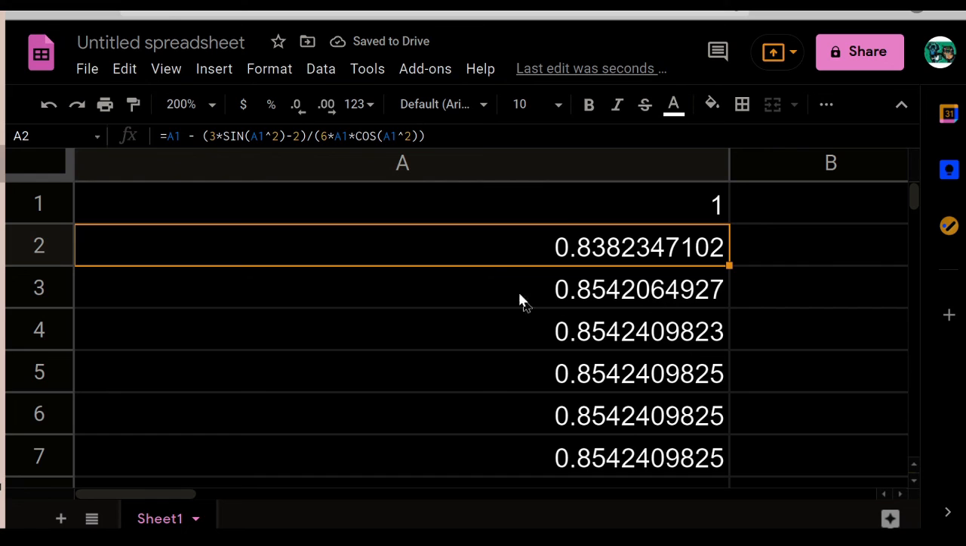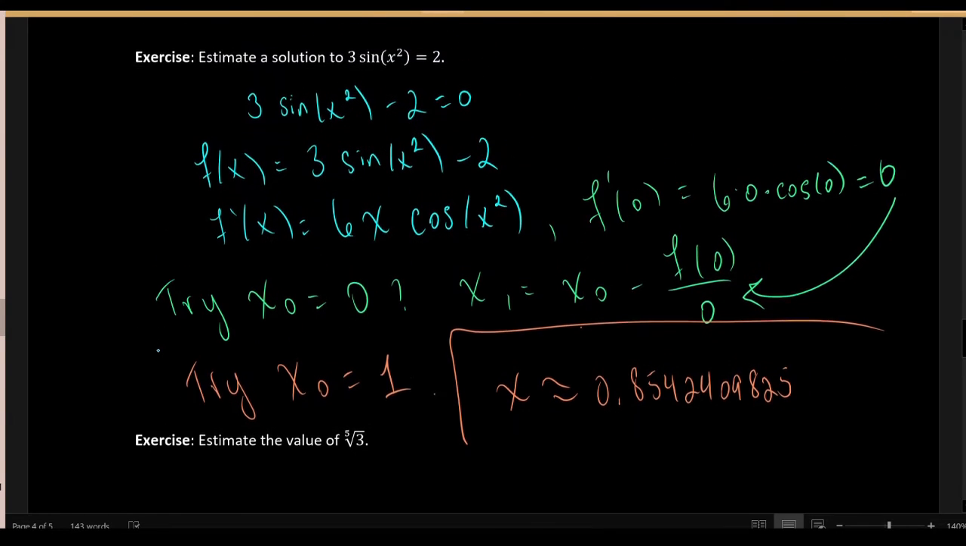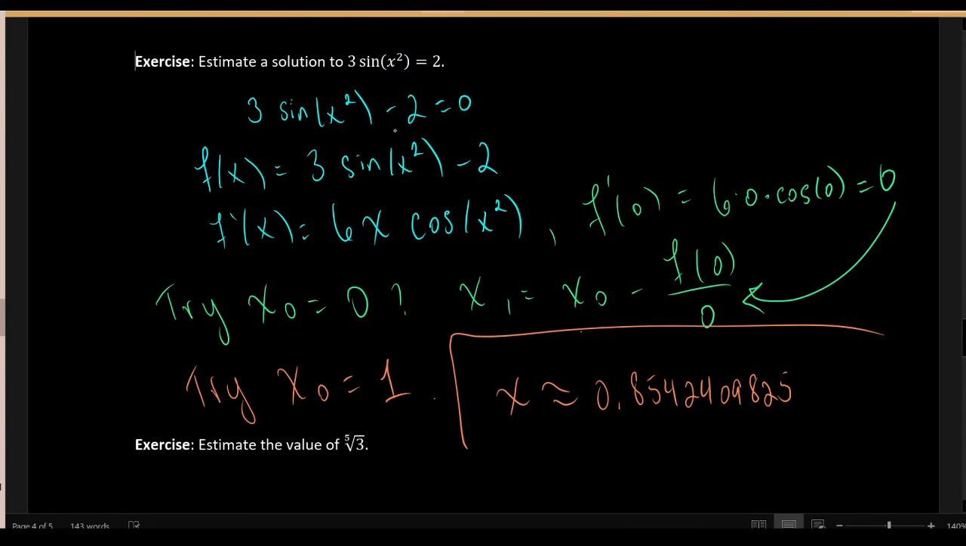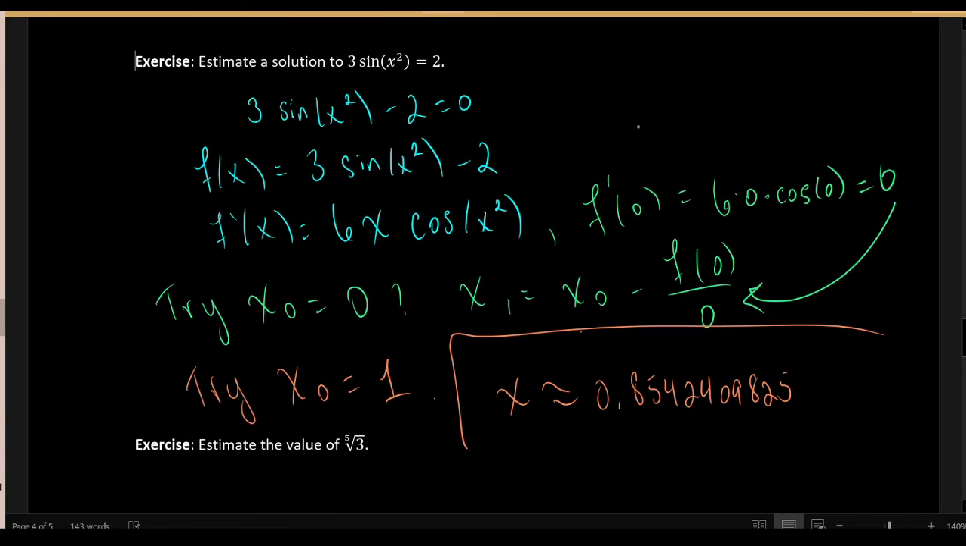So by highlighting the box A2, putting my cursor over the square in the bottom right, click, hold, drag down, we get an approximate solution which seems to stabilize at around 0.85424,09825. So this would be the estimated value of the solution to this equation. Again, the major advantage over other methods is how incredibly accurate this estimation is.